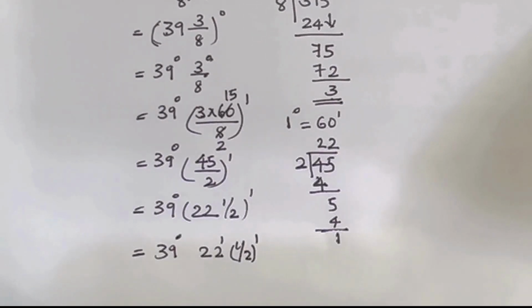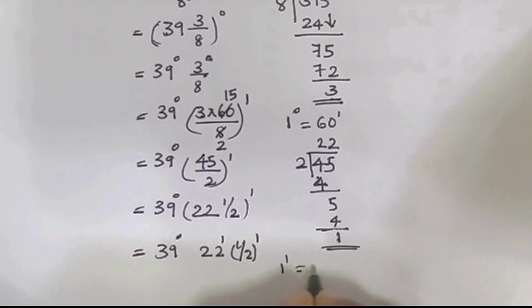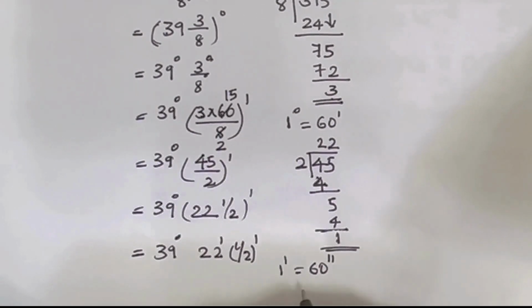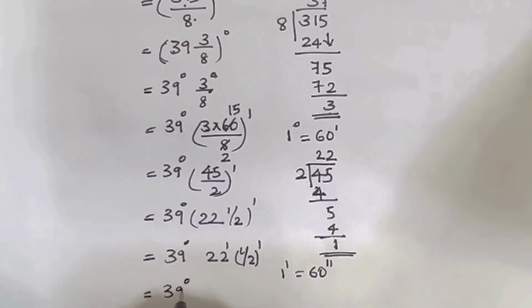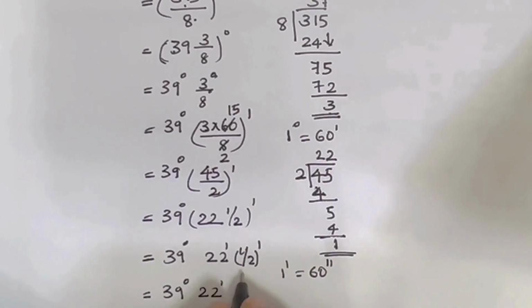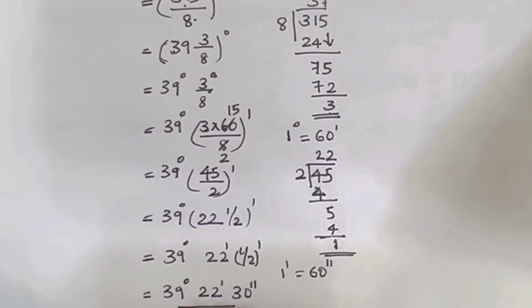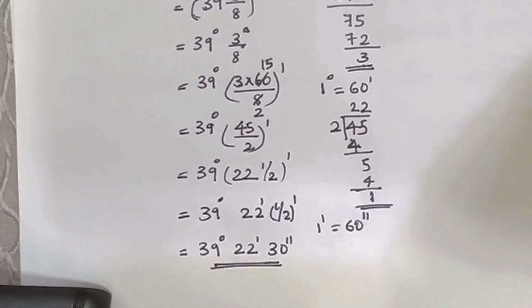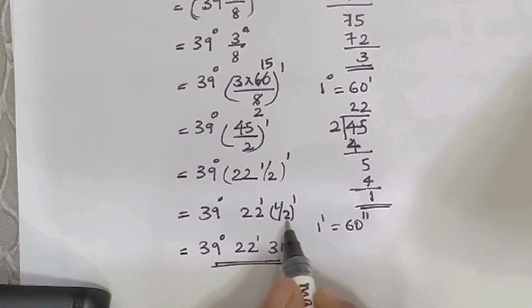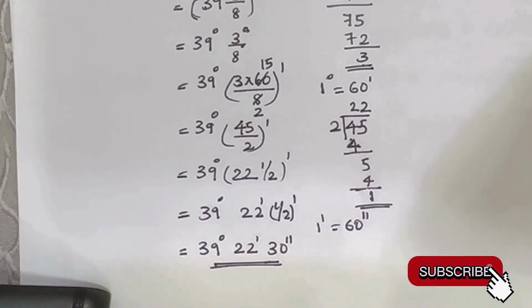This half minute is less than 1, so we convert it into seconds. 1 minute is equal to 60 seconds, so half minute is equal to 30 seconds. We substitute 30 seconds here. So the final answer is 39 degree, 22 minute and 30 seconds. If instead of half minute it is any other fraction, you can just multiply it by 60 and convert it into seconds.